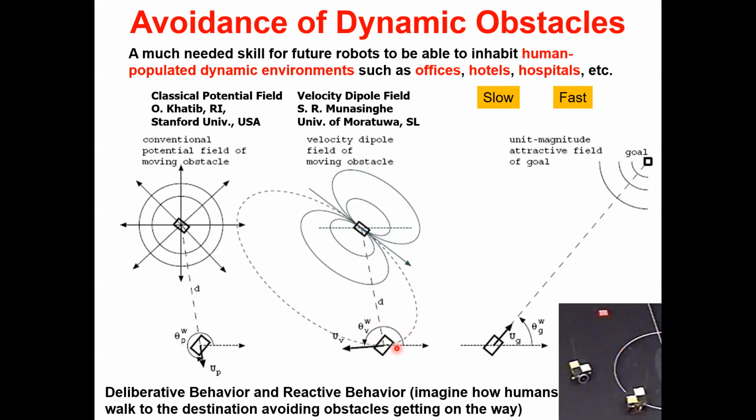So the new algorithm uses the classical potential field and also the velocity dipole field together with the goal seeking force. When you combine these three forces together, you get the resultant force, and your driving and steering mechanism tries to align the robot and drive it along the direction of the resultant force, that is, the combined force of these three vectors. Okay, so that's how it works.